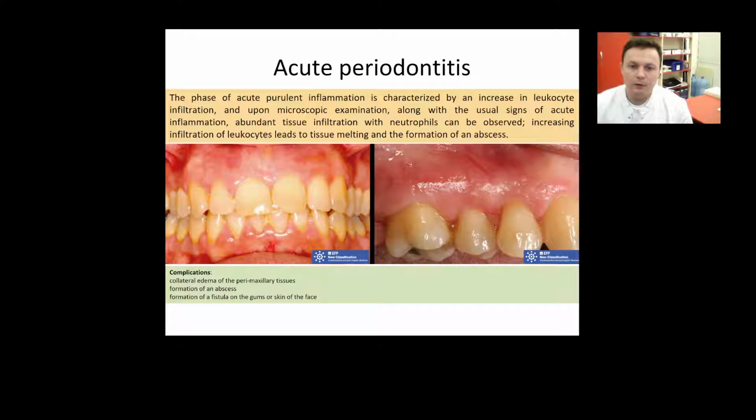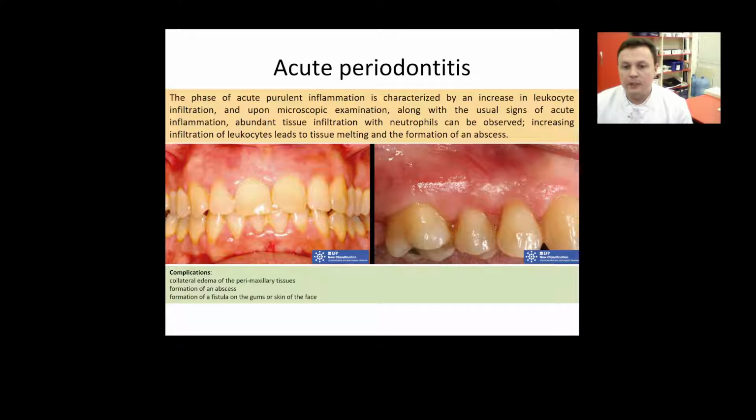The phase of acute purulent inflammation is characterized by an increase in leukocyte infiltration, and upon microscopic examination, along with the usual signs of acute inflammation, abundant tissue infiltration with neutrophils can be observed. Increased infiltration of leukocytes leads to tissue melting and the formation of the abscess. The adjacent areas of the periodontium, the jawbone as well as gum and soft tissue of the cheek are in a state of reactive inflammation, hyperemia or edema.